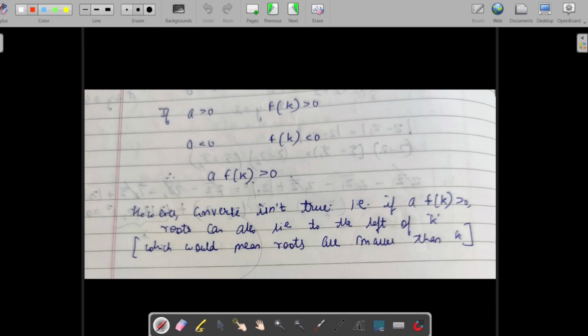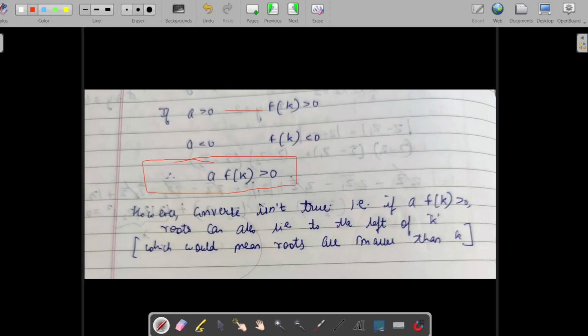When a is less than 0, f of k is less than 0. So combining this, when we multiply, since these are both positive, this is positive. Since these are both negative, this is again positive. So in either case, a times f of k will be greater than 0.